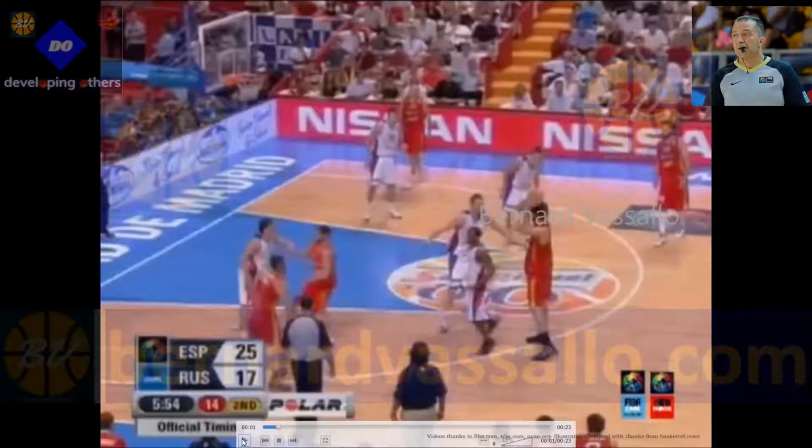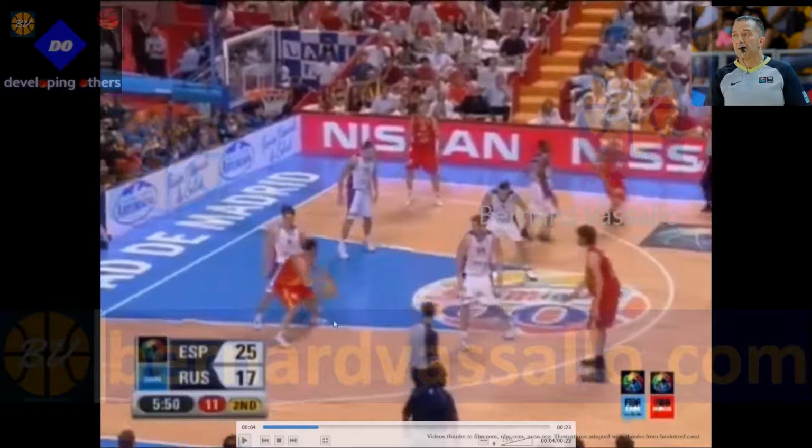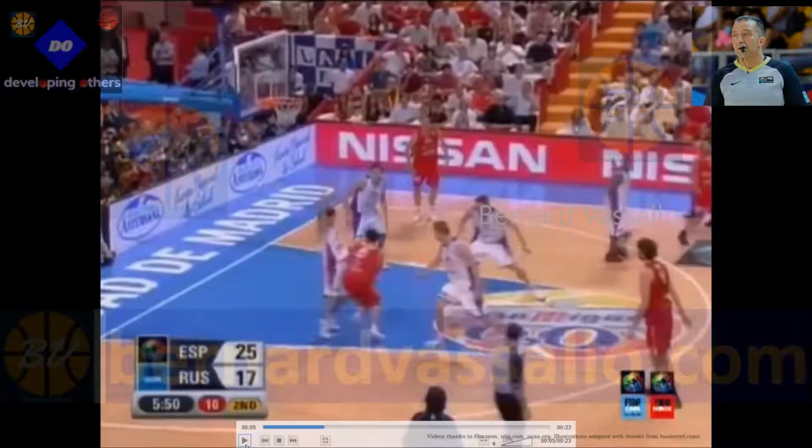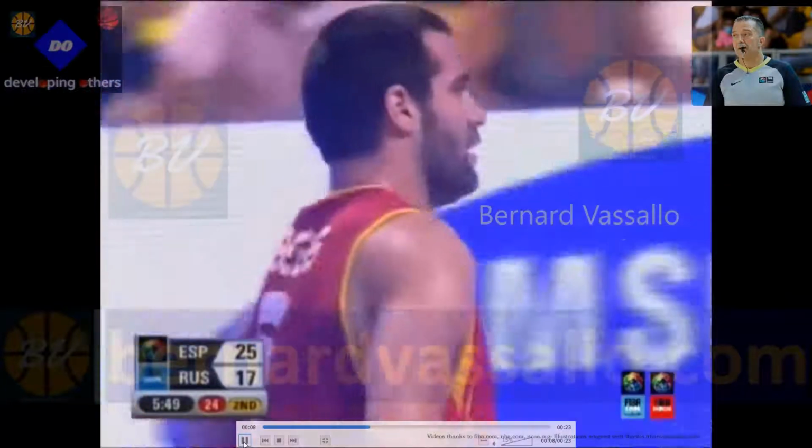So if we rewatch the action, the ball is played in the post, defended by the white player. Red player makes a move. From this angle, it's virtually impossible for this referee to see the hooking action. However, both the opposite referee, center referee, and the lead referee on the end line could see the hooking by the red player, and it is correctly called by the lead referee.